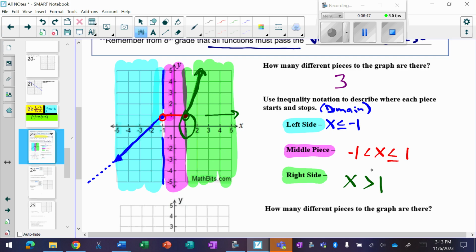Okay, so we have 3 pieces to the graph, 3 different explanations using my domain, using the x values, 3 different descriptions of where it is drawn.